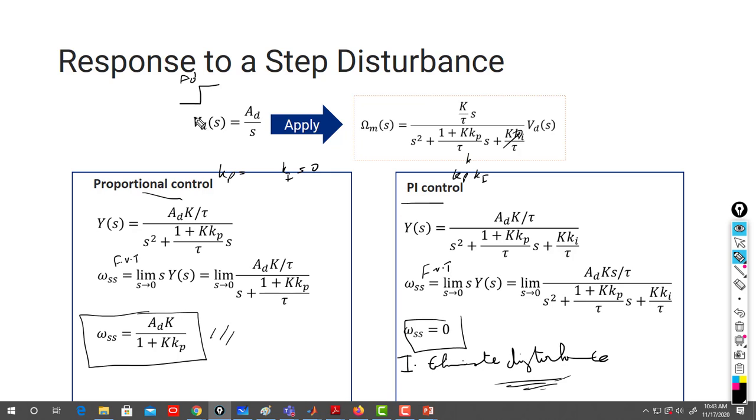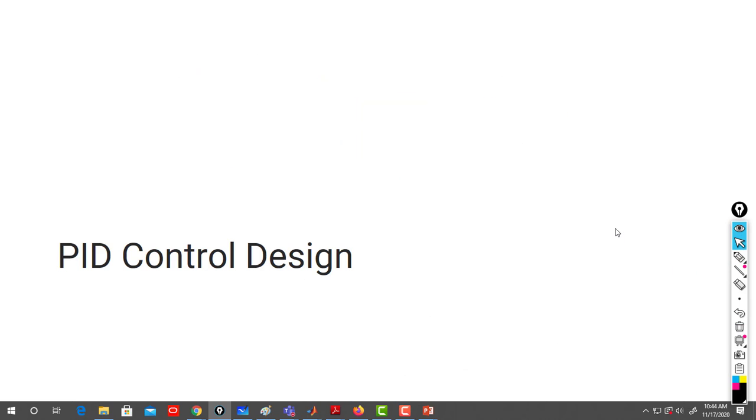That means what? Yes, that means what? Eliminating my disturbance. So it is good to reject disturbance. So the integral term is able to reject disturbance, which is not the case of the proportional term. All right.